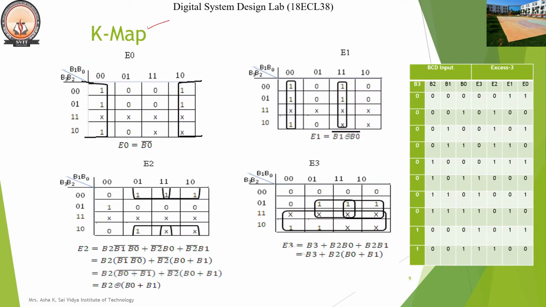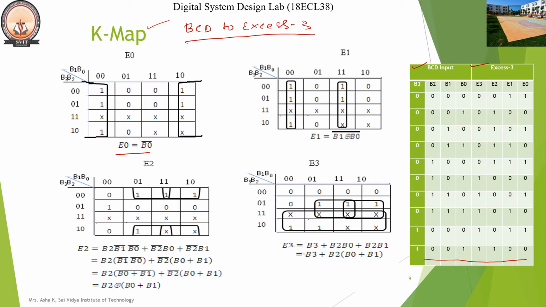Now we are going to simplify the BCD to XS3 conversion using the K-map simplification method. The BCD and XS3 conversion truth table is shown in this table. Consider the value of the E0 bit and substitute this E0 bit in the K-map for B3, B2, B1, B0. After simplifying, we are going to get the XS3 value for E0 is equal to B0 complement.